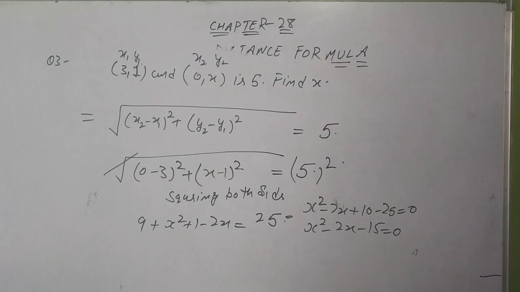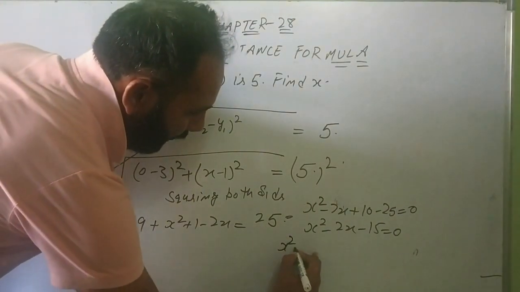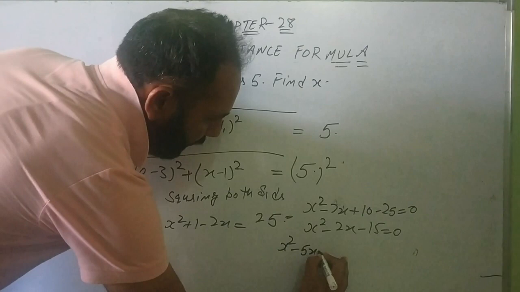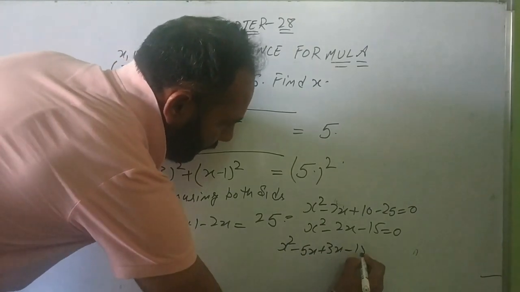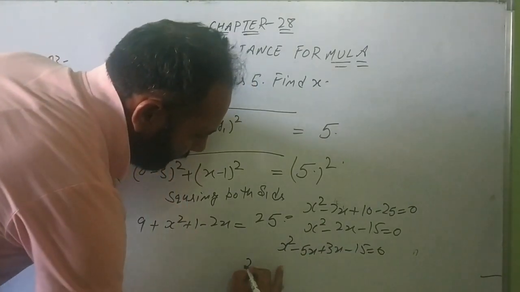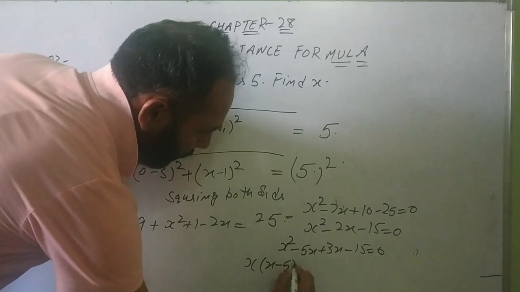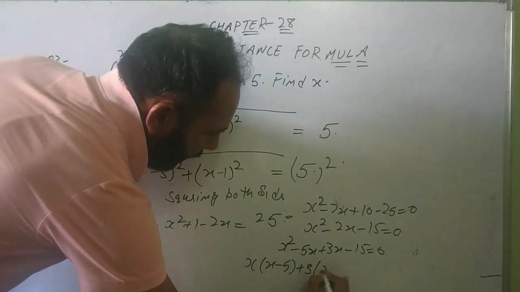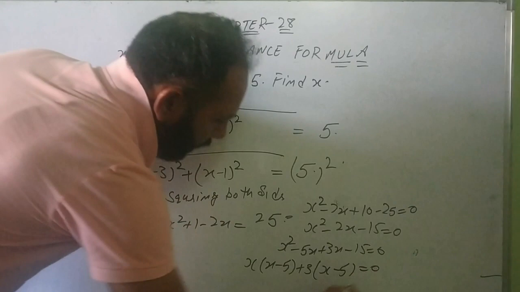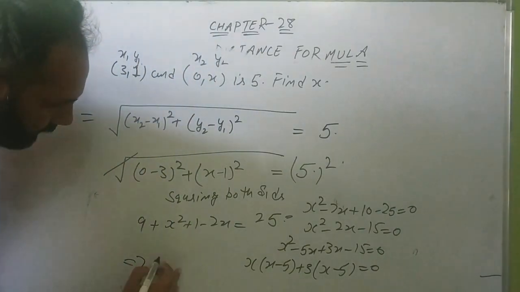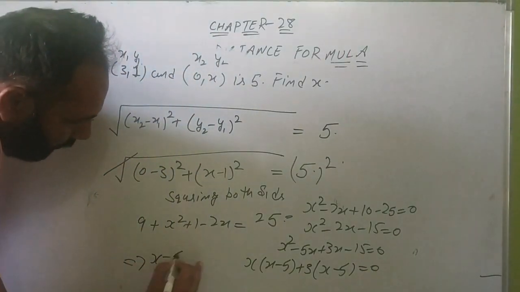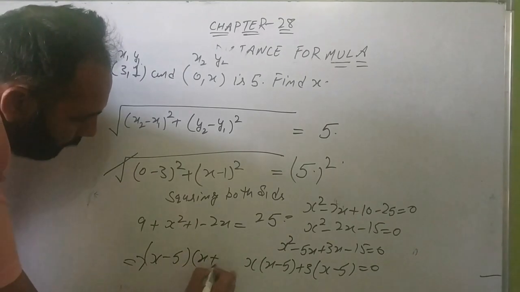Factorize कर दो बेटा, factorize we have done in chapter number 5th. ट्राइनोमियल को कैसे factorize करना, middle term separate करके, so that common factor आ जाएंगे: x square minus 5x plus 3x minus 15 is equal to 0. x common आ गया, x minus 5, plus 3 common आ गया, x minus 5 is equal to 0. So we get the two factors here. One is x minus 5 and another one is x plus 3.